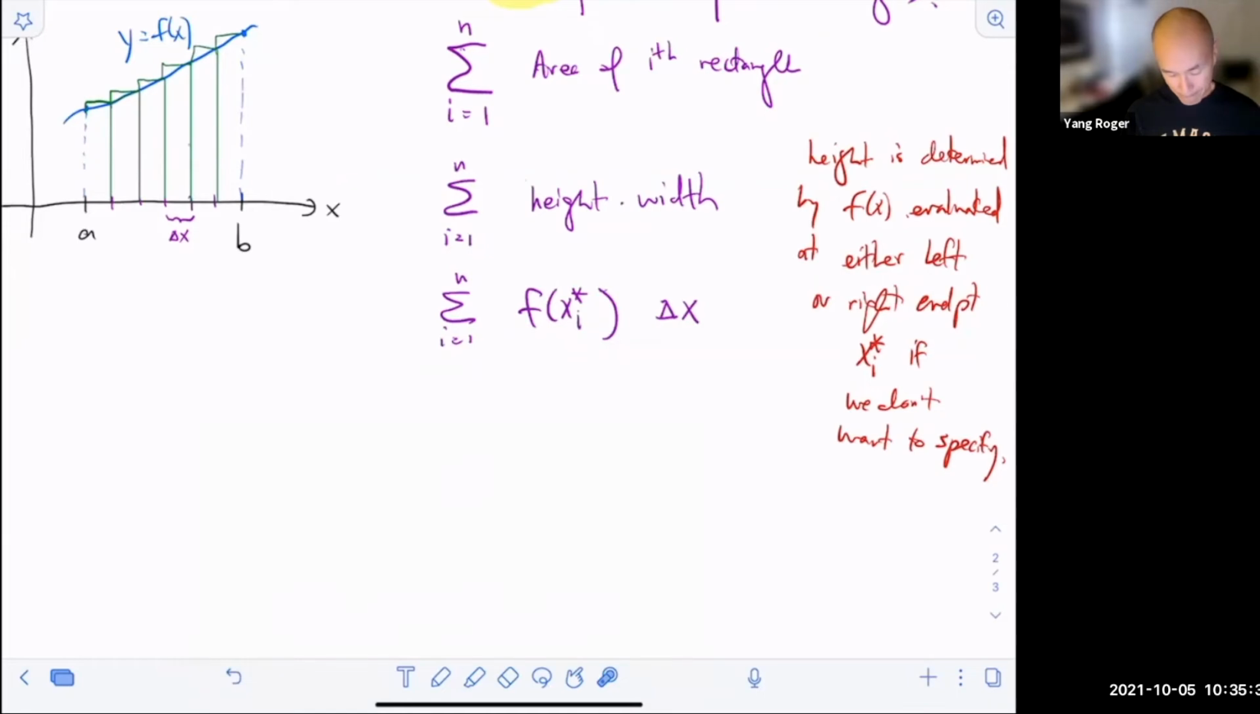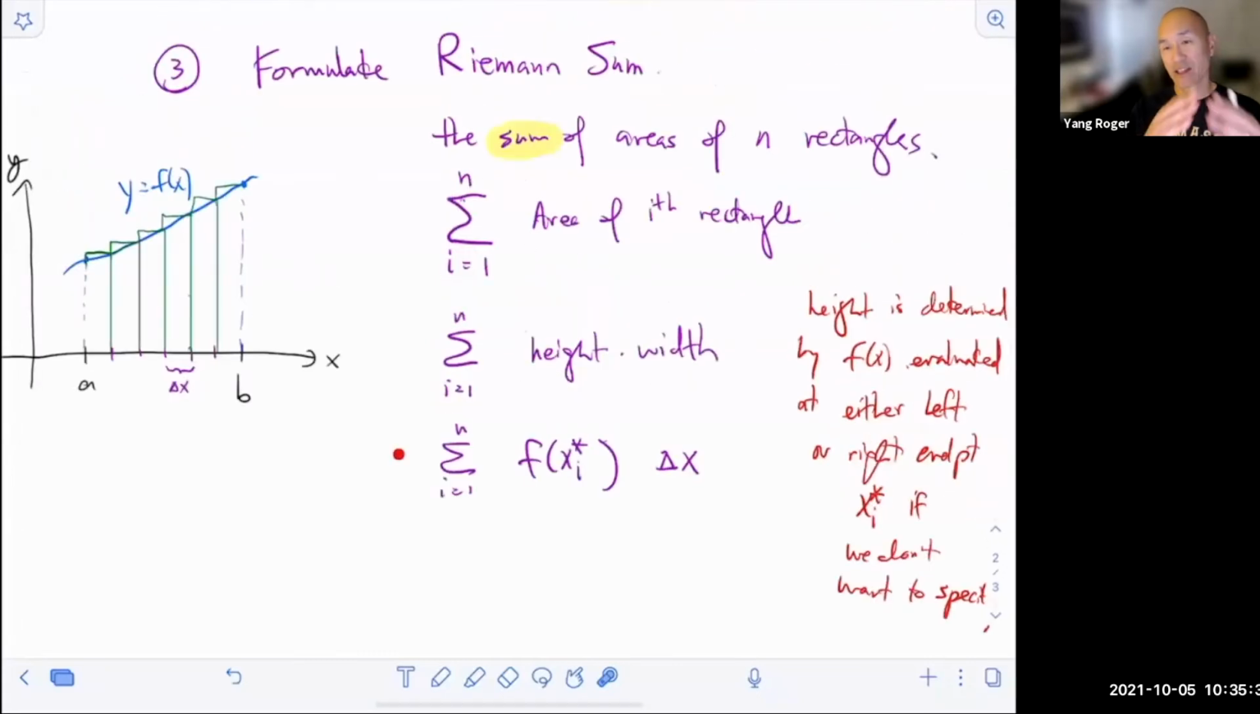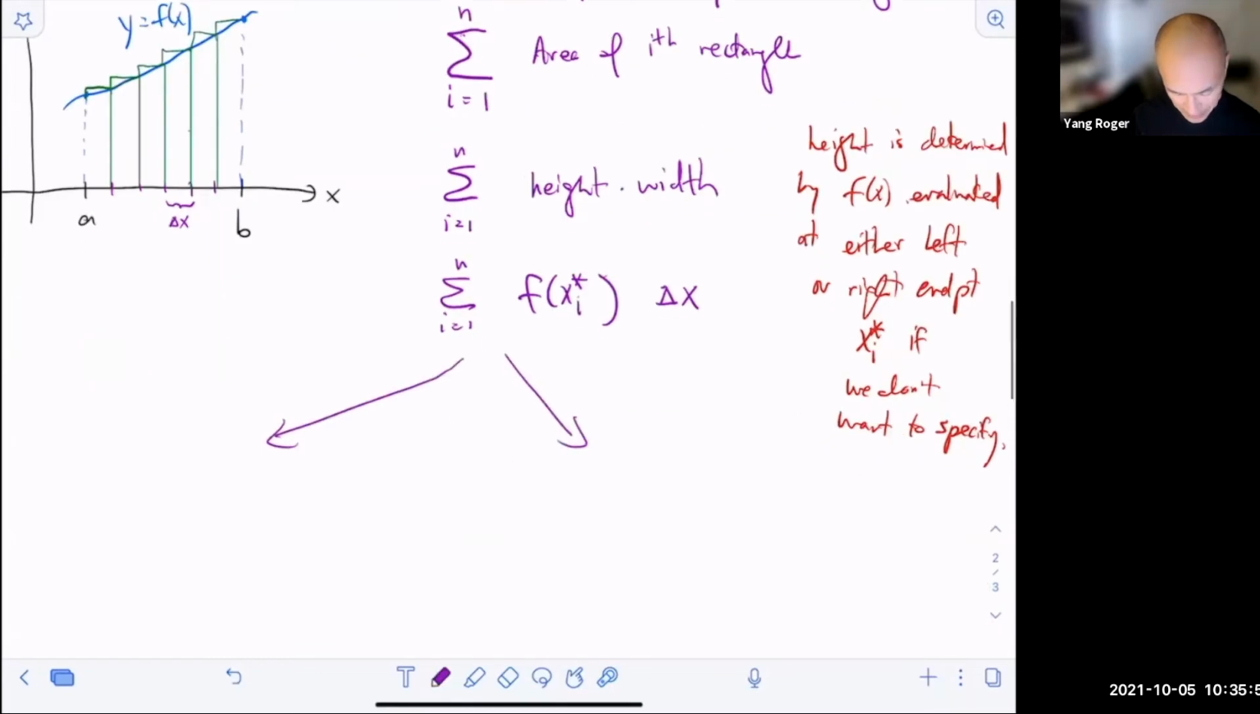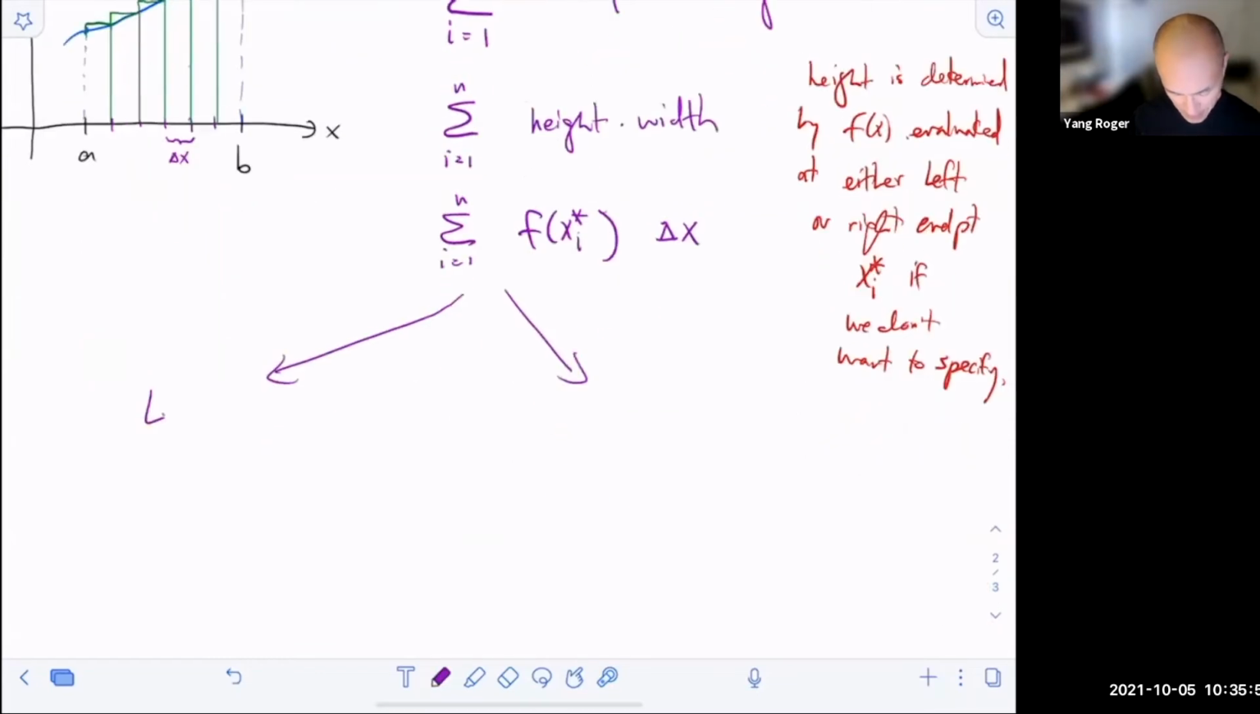Mathematicians like to express things in the most general form possible and then specify later. So I can actually also break it down like this. I could say if we use the left endpoint, or if we use the right endpoint, and I can show you the difference between those.